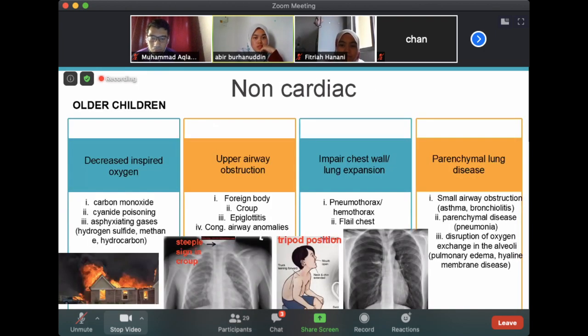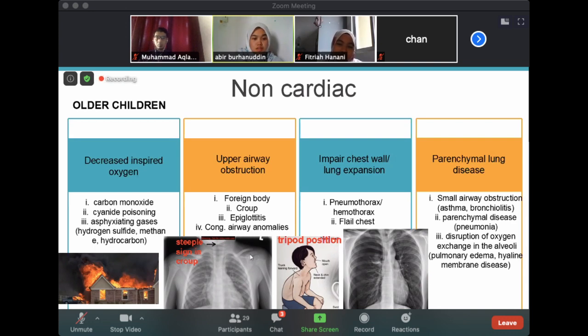Okay, so the non-cardiac causes in older children are quite different from the newborn or neonate. Here I listed decreased inspired oxygen. So we can ask the patient about any exposure to a burning house, fire, carbon monoxide, cyanide, and asphyxiating gas, which can cause cyanosis. Then upper airway obstruction, like foreign body, croup, epiglottitis, and congenital airway anomalies.